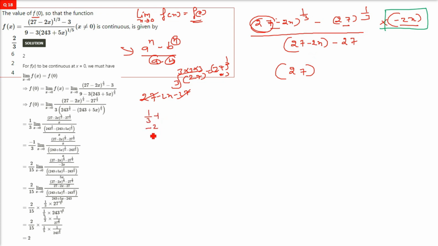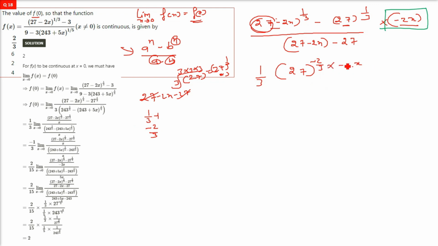See, 1 by 3, the power will come in front, and then you take 27, which is b, raised to the power 1 by 3 minus 1. So 1 by 3 comes in the front, 27 you take here, raised to the power minus 2 by 3. How has this come? 1 by 3 minus 1. So the power n minus 1, n comes in front. So n, 27 to the power n minus 1. I hope you got the idea.